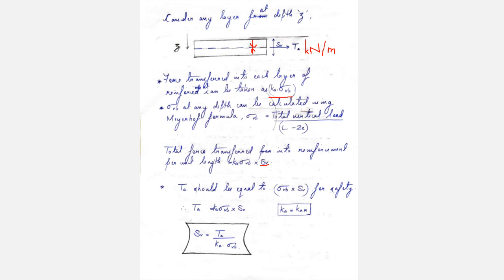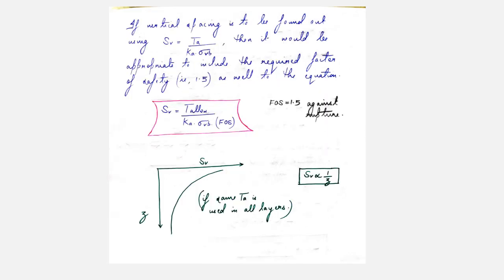Okay. K is equal to KAR, which is the coefficient of active earth pressure of the reinforced soil fill. Now using this formula, we can calculate the vertical spacing to be given between the reinforcements. So spacing will be equal to TA by KA into sigma VT. Okay, with this we will stop our design for now.